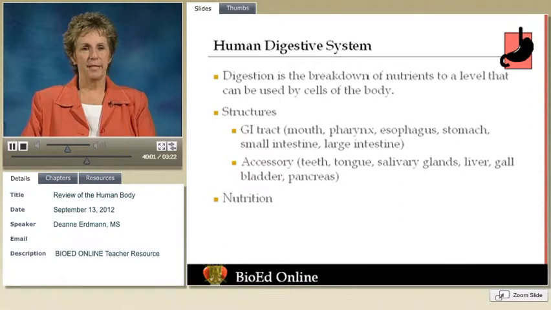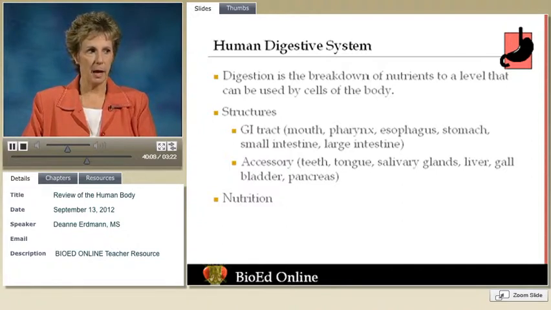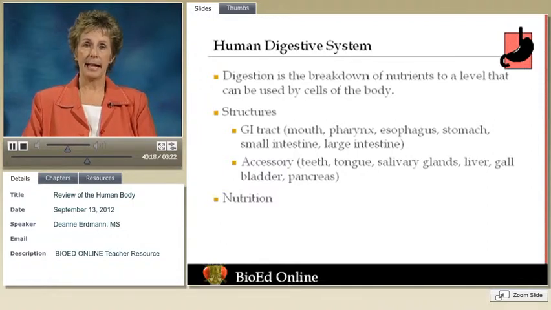The human digestive system, its whole function is to break food down, or nutrients down, to a level that can be used by the cells of the body. And we have a number of structures involved. We have the gastrointestinal tract, which consists of a tube that passes through the body, and that's the mouth, the esophagus, the stomach, the small intestine, and large intestine. But we have some important accessory structures that help out this gastrointestinal tract in the teeth, tongue, salivary glands, the liver, gallbladder, and the pancreas.